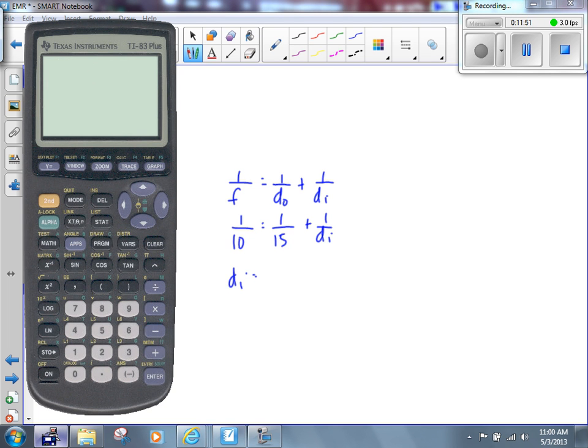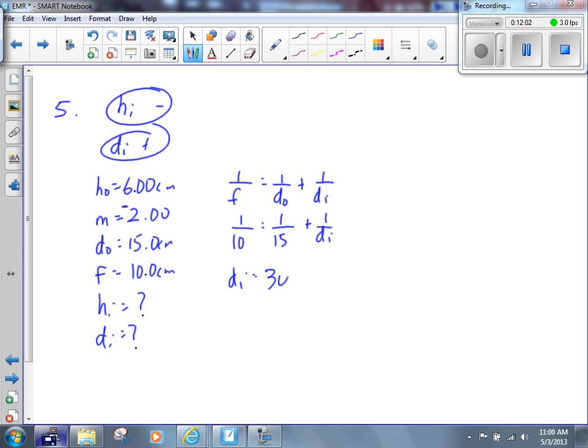Say 10, x to the minus 1, subtract 15, x to the minus 1, gives me this value. I'm going to flip that over to get DI. We end up getting 30. Should be 30.0 centimeters. Okay, first one done. Now let's find HI.